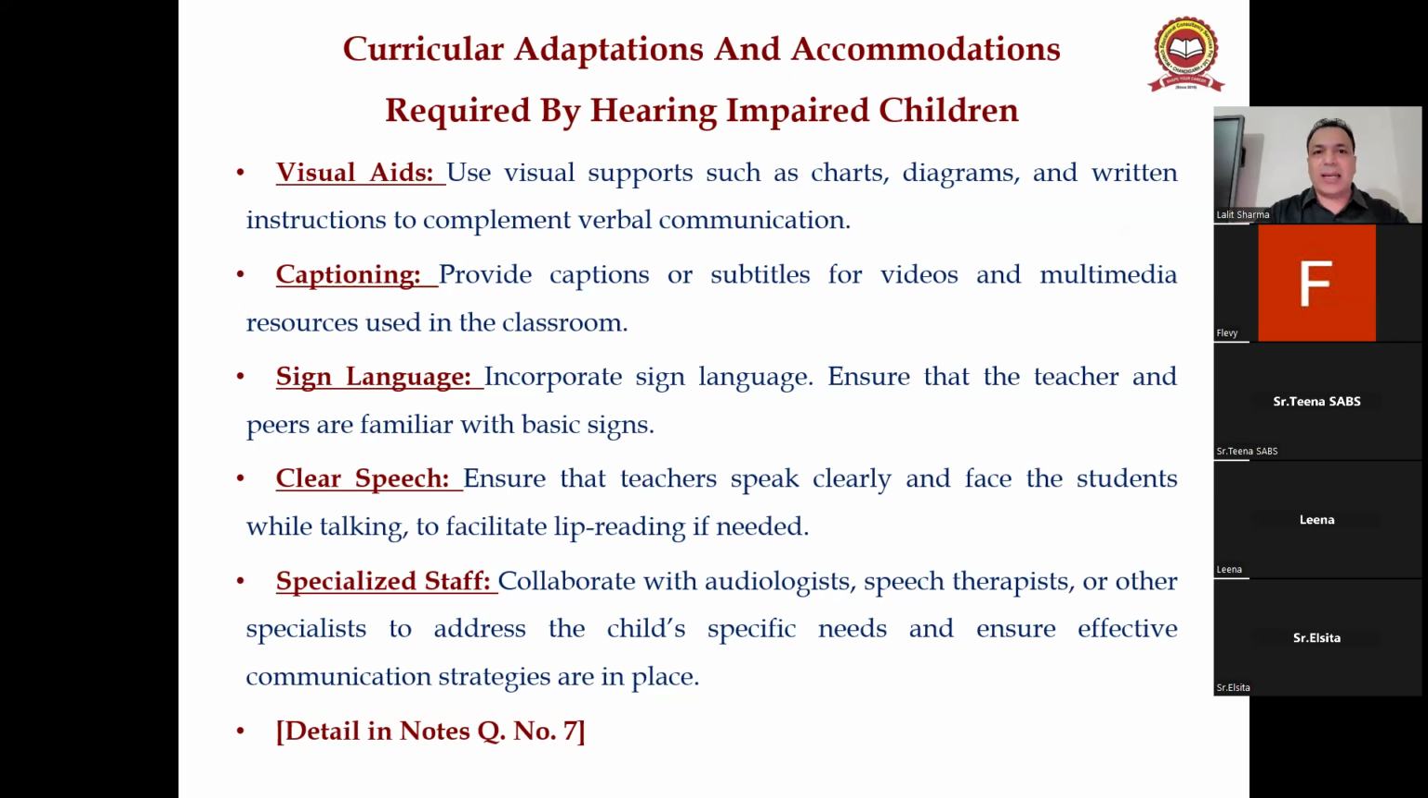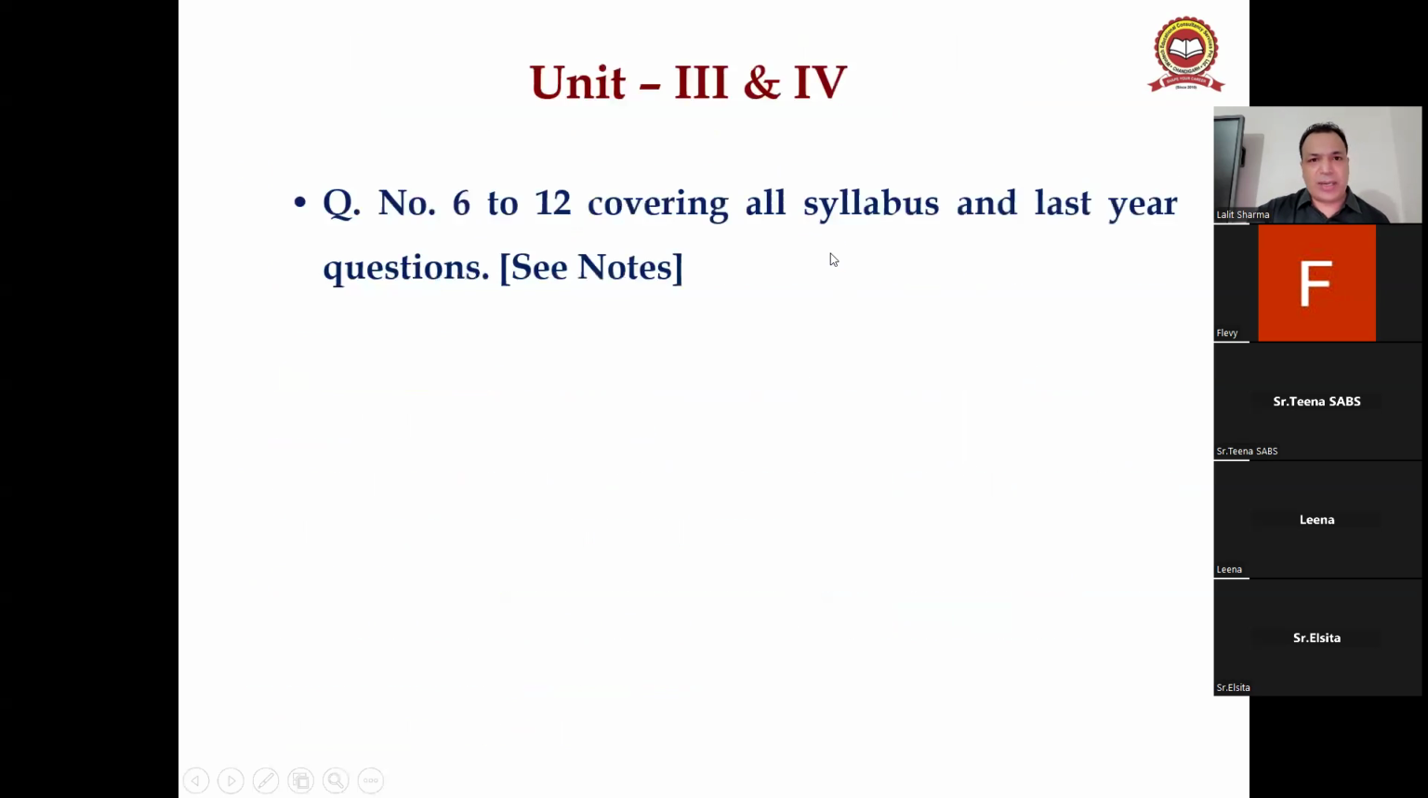Got it? And you have seen that sometimes two teachers teach in the class. So what is the purpose of the second teacher? The second teacher is for the disabled persons having severe deficiencies, right? So these are the curricular adaptations and accommodations required by the hearing impaired children, right?